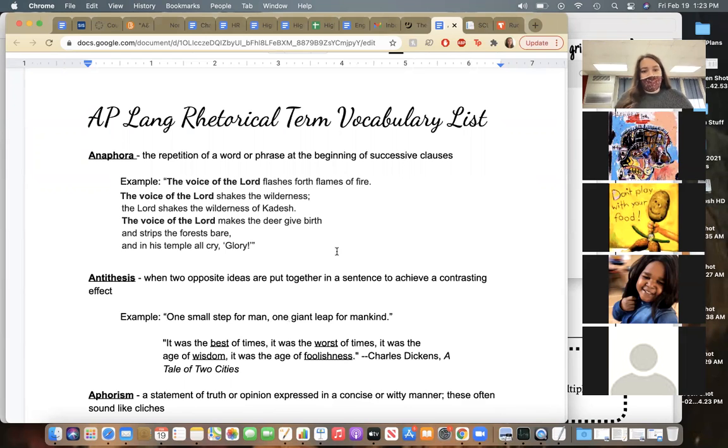It's the repetition of a word or phrase at the beginning of successive clauses. The example that I have is from somewhere in the Bible. I couldn't tell you where. But the repetition: the voice of the Lord flashes forth flames of fire. The voice of the Lord shakes the wilderness. The Lord shakes the wilderness of Kadesh. The voice of the Lord makes the deer give birth and strips the forest bare, and in his temple all cry glory. So it's that repetition.